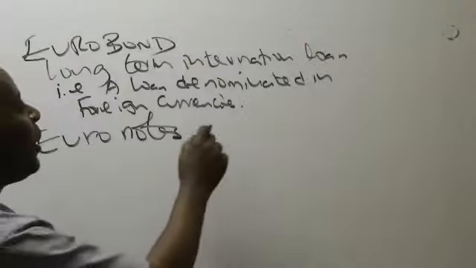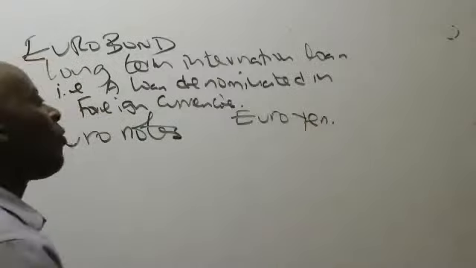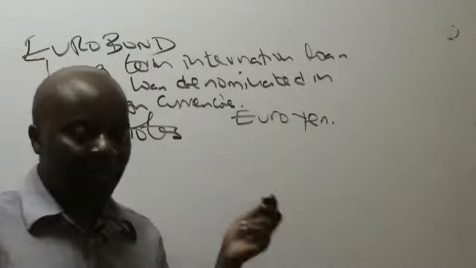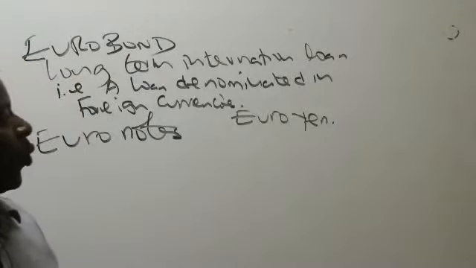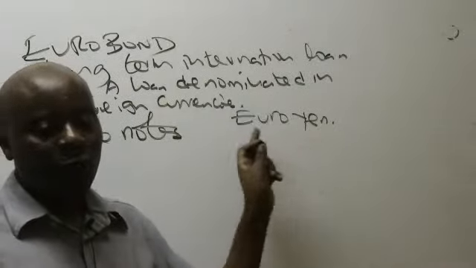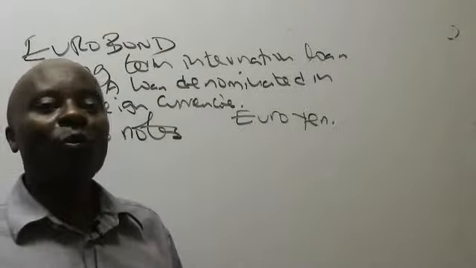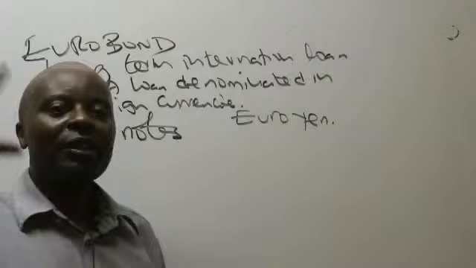Yani ukisikia amekuambia euro yen, this is of course a loan that has been borrowed by a poor country like Kenya, which is denominated in form of what here? Yens. Euro has got nothing to do with Europe. Euro means foreign.